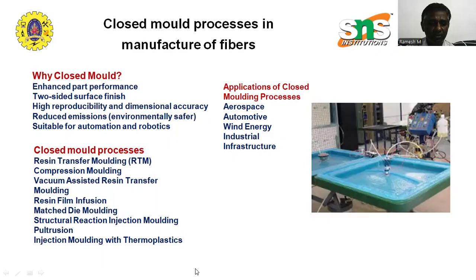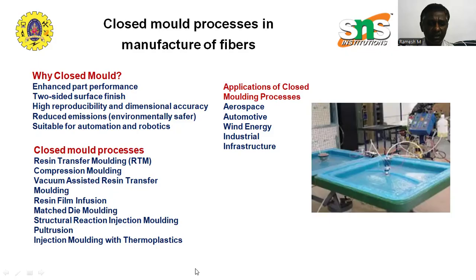Why closed mold? These are essential to have enhanced part performance, two-sided surface finish, high reproducibility and dimensional accuracy, as well as higher emissions reduction. That is, it is environmentally safer, and also suitable for automation and robotics.